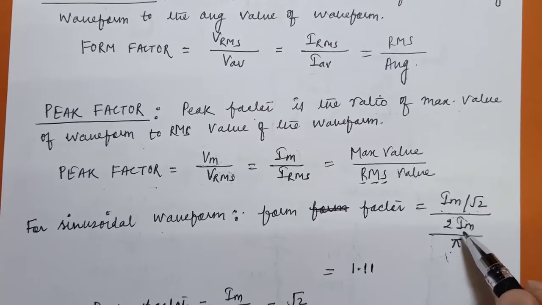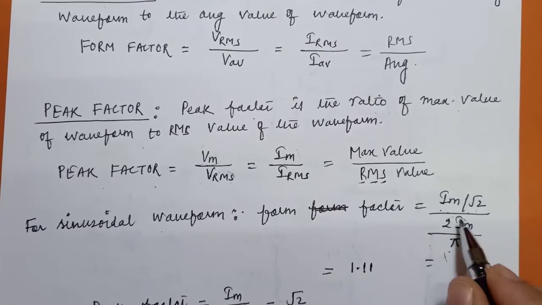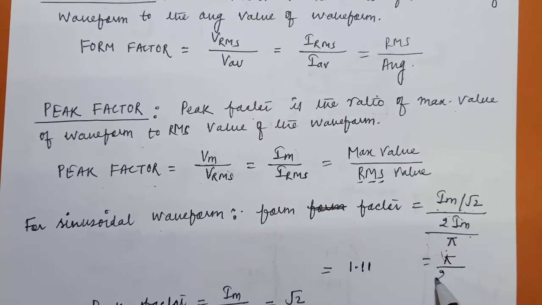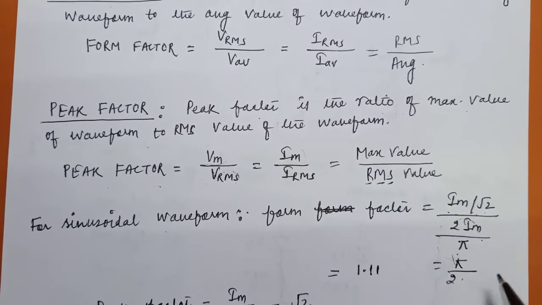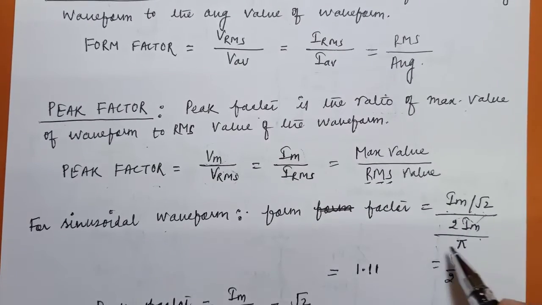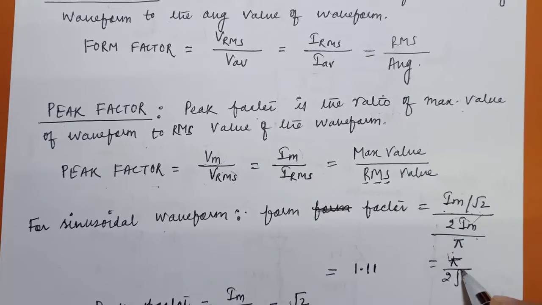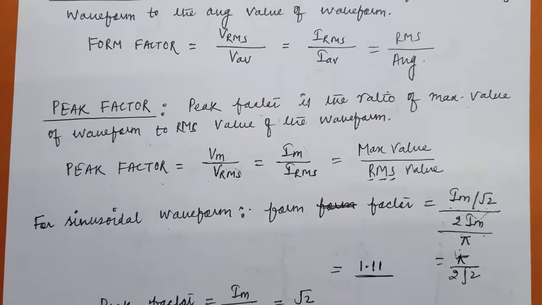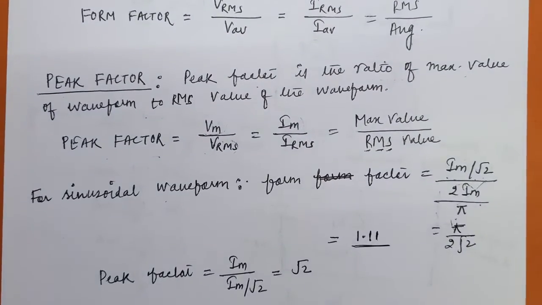When you solve these two, Im gets cancelled by Im. So this will become pi divided by 2 root 2. So the value is 1.11. So for a sinusoidal waveform, you have to remember the form factor as 1.11.